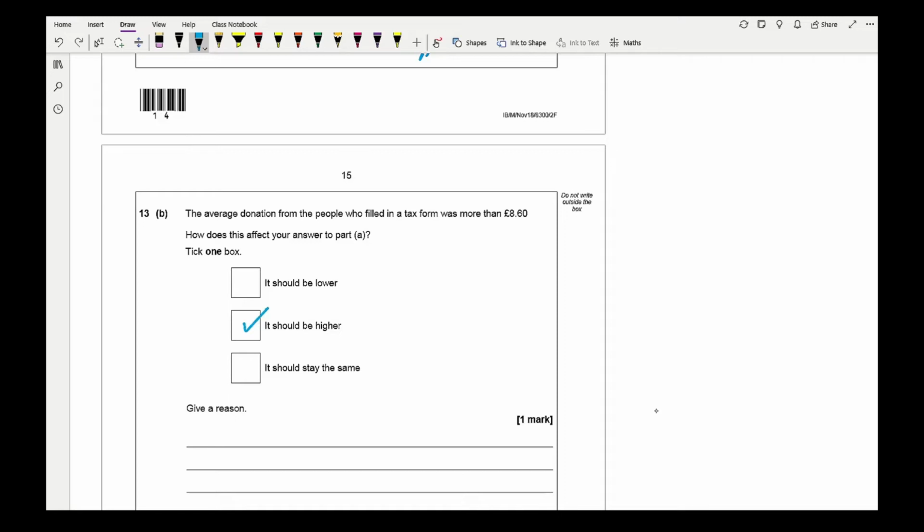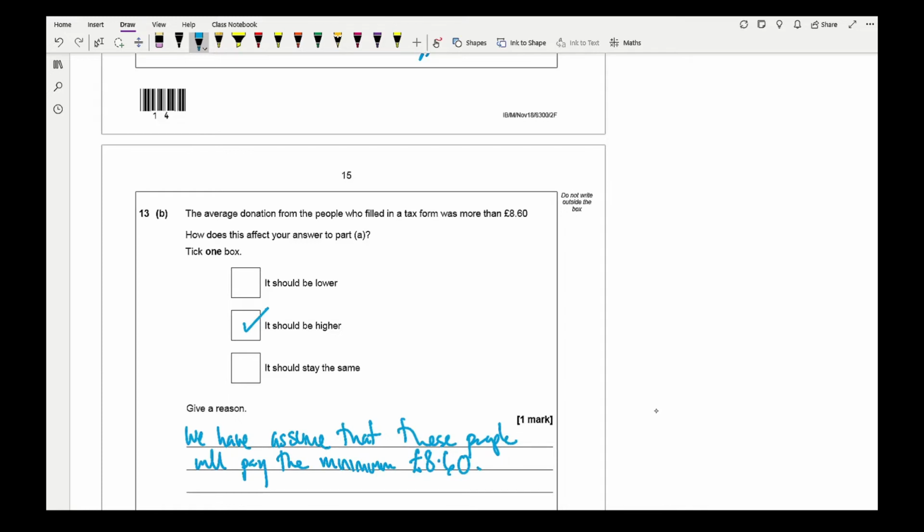And the reason for this is because we have assumed that these people will pay the minimum amount which was quoted, or the average amount, which was £8.60. And so something along those lines would be absolutely fine.